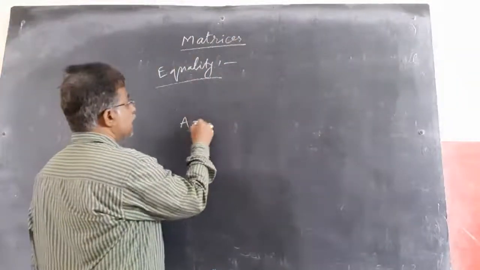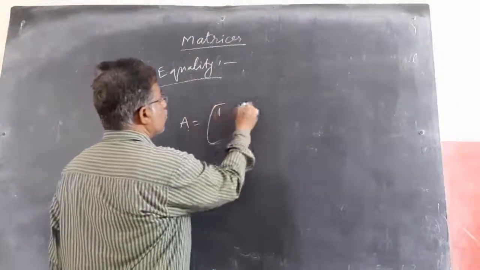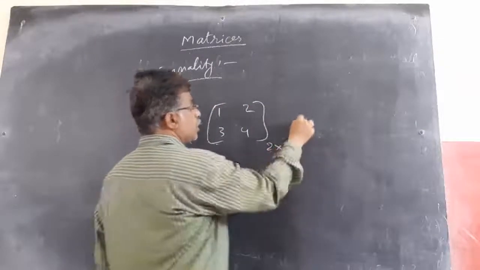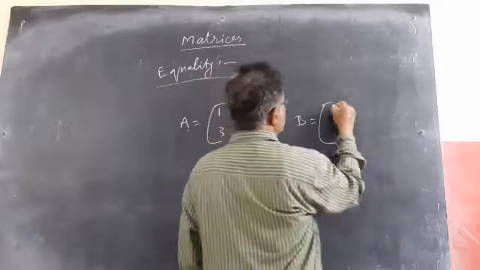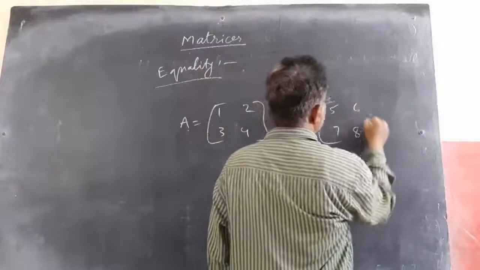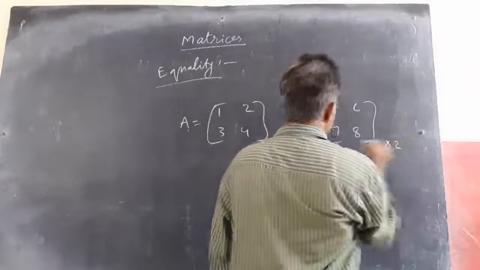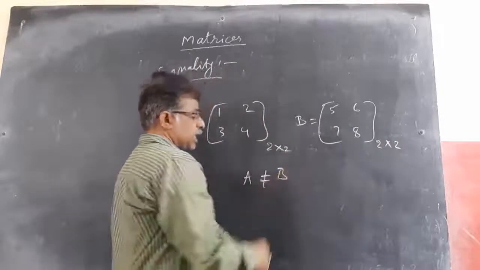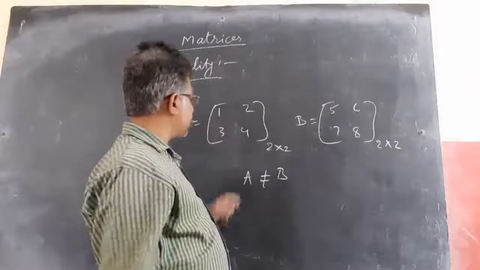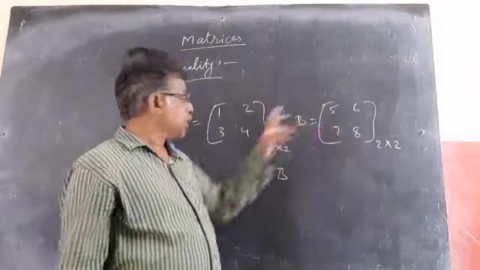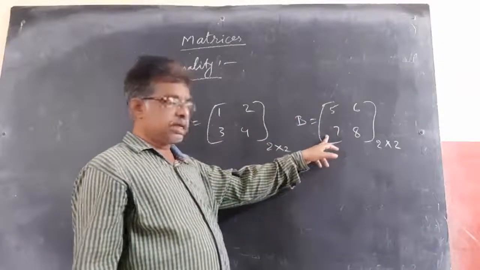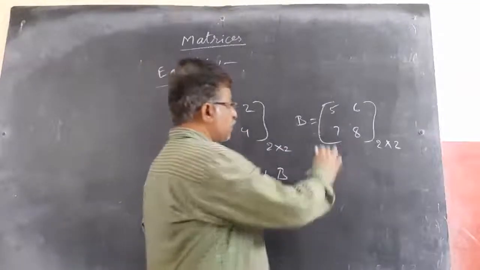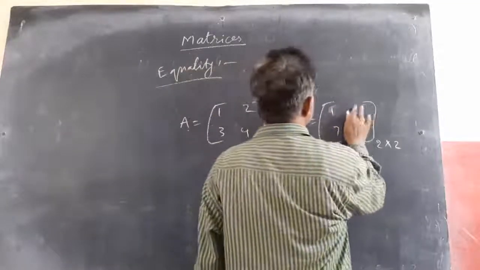Means A equal to 1, 2, 3, 4. This is of order 2 by 2. And B is equal to 5, 6, 7, 8. This is of the same order. Both are of the same order. But A is not equal to B, because corresponding elements must be equal. If this is 1, this should be 1. If this is 3, this also should be 3. If this is 4, that also should be 4. So for equality, this also should be 1, 2, 3, 4.